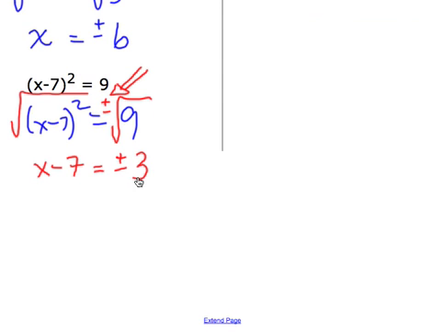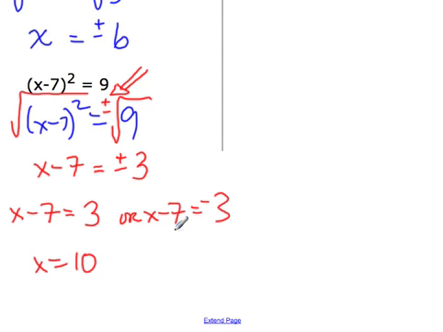Now notice that I'm not done my question yet here, and I've come up with something a little bit awkward, that I have two numbers here. So what I like to do is rewrite this in two steps. So I'll say x minus 7 is equal to a positive 3, or x minus 7 is equal to a negative 3. Now I've got two equations that I can solve. And notice I'm going to come up with two answers. Add 7 to each side. Over here, add 7 to each side. So my solutions to this equation are both 10 and 4.